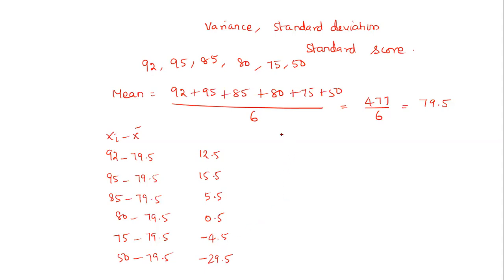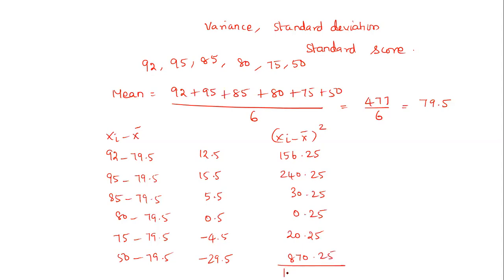Then we have to calculate xi minus x bar the whole square. When you calculate xi minus x bar the whole square, it is 156.25, 240.25, 30.25, 0.25, 20.25, and 870.25. When you sum this up, it is 1317.50.